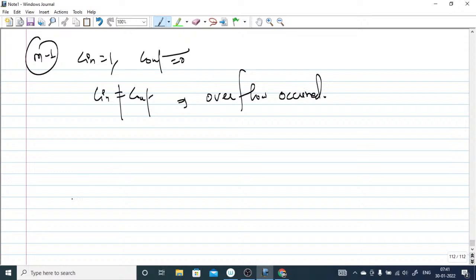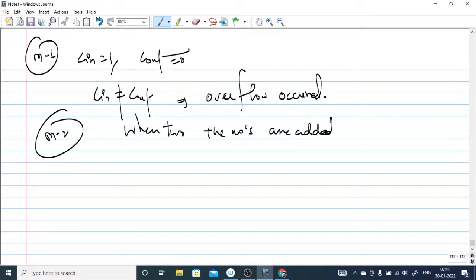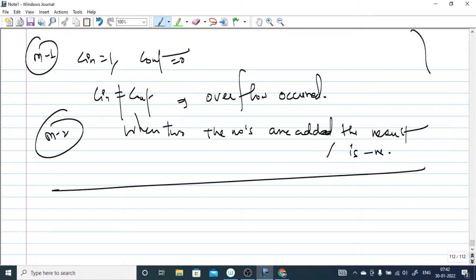In case of method 2, you can directly claim that yes, there will be overflow. In method 2, what you can claim is, if you are adding two binary numbers and you are getting a negative number, right? So directly you can say that when two positive numbers are added and the result is negative, overflow occurs. This is the concept, a very, very important concept you have to keep in mind.